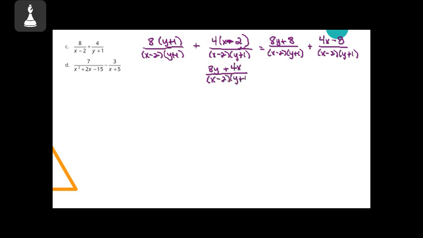the homework says to make sure you redistribute everything back out, we can do that here. X times y is xy. X times 1 is x. Negative 2 times y is negative 2y. And negative 2 times 1 is negative 2. So that would be the denominator with 8y plus 4x on top.